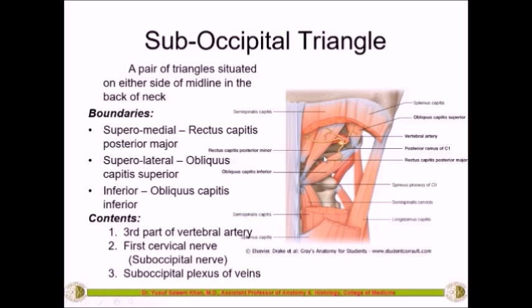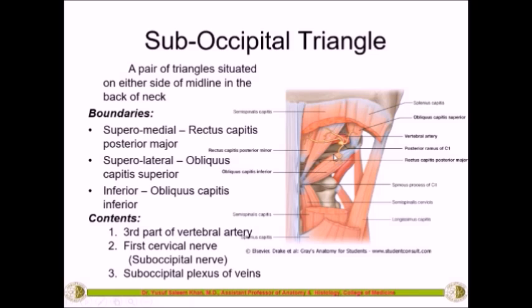The boundaries being: superomedially, we have a muscle called the rectus capitis posterior major. This is the small muscle which can be seen here, and it forms the superomedial boundary. Superolaterally, there is a muscle called the obliquus capitis superior. And inferiorly, we have the obliquus capitis inferior.